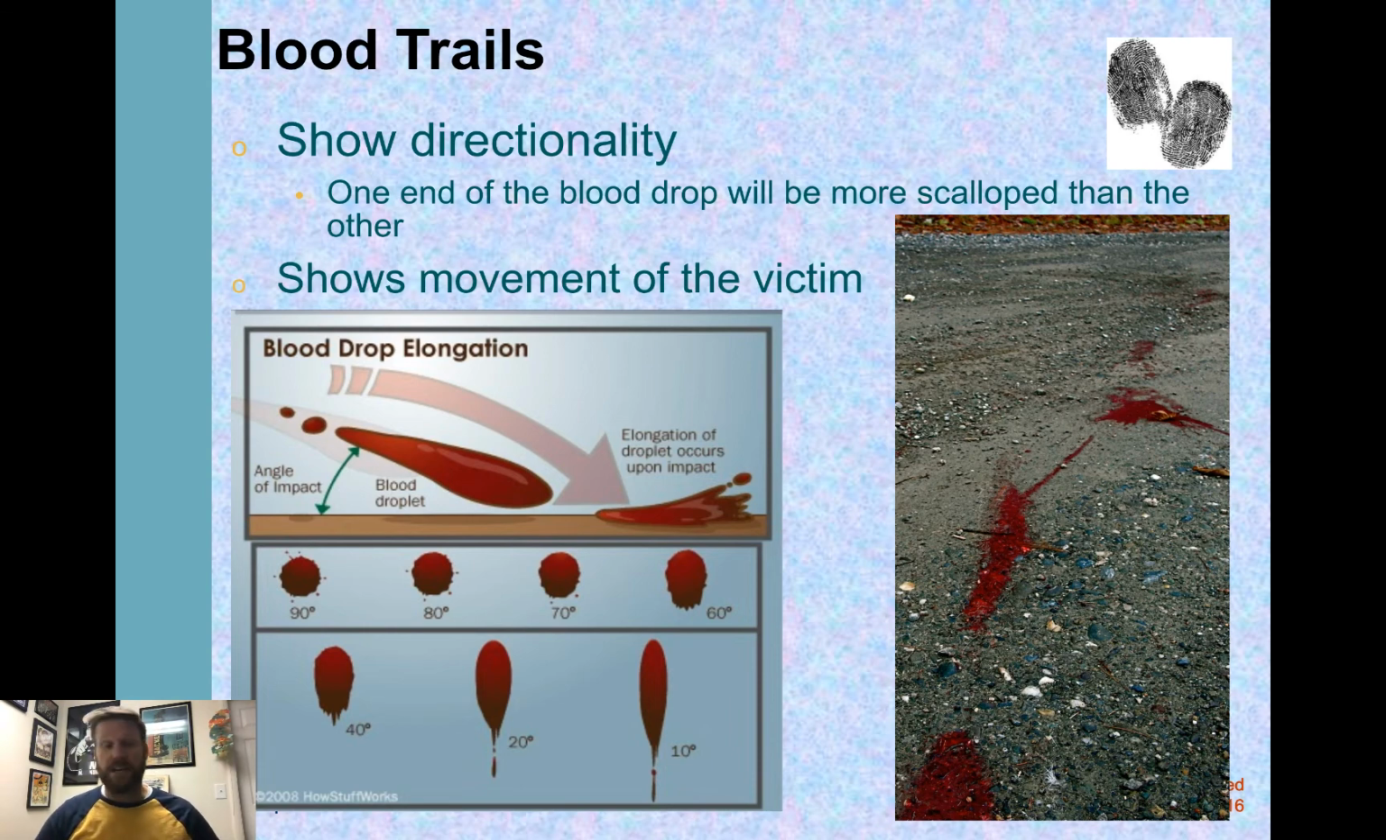And then you can have blood trails. So somebody is injured and they're dragging their bloody leg along, or their arm's bleeding and blood's dripping off of their hand as they're walking, or they're carrying an object that has blood dripping off of it. But you can get directionality, which way the person was moving, from a blood trail.